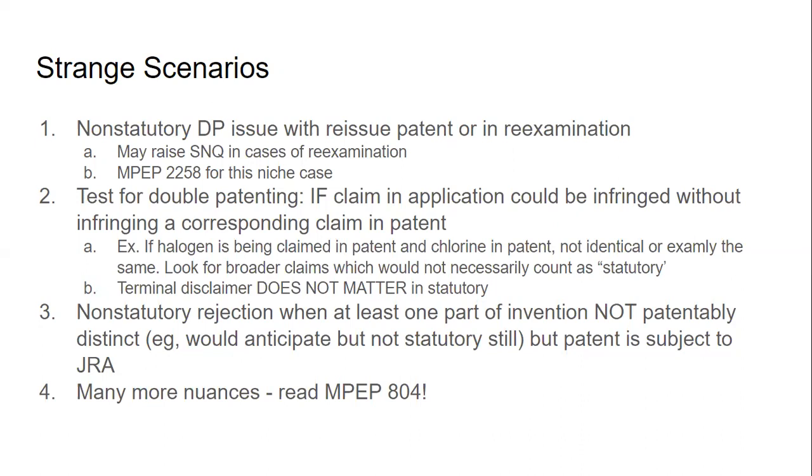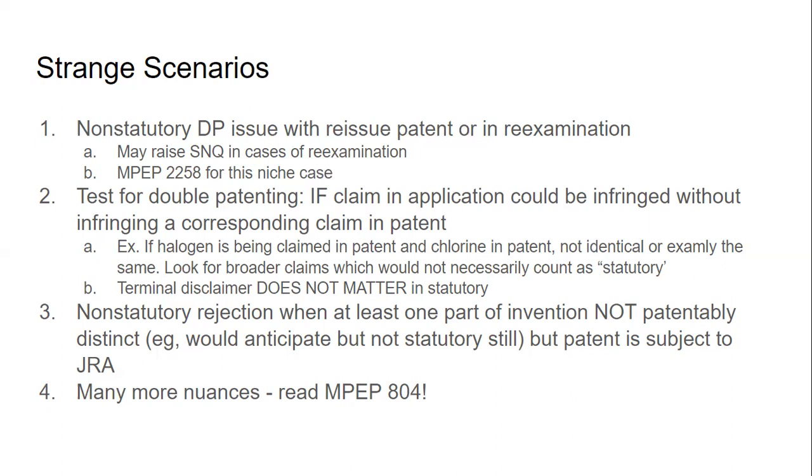To do a test for double patenting: if there's a claim in an application which could be infringed without infringing a corresponding claim in a patent, then that might be a non-statutory. So if a halogen is being claimed in a patent and a chlorine in a patent application, that's not identical or exactly the same. So you'll want to look for broader claims, which would not necessarily count as statutory. If that claim could be infringed without infringing another claim, then it would not count as statutory. So go into that a little bit more again in the MPEP.